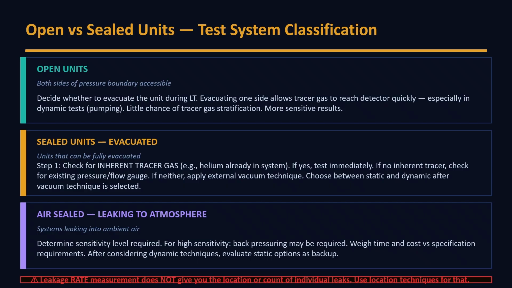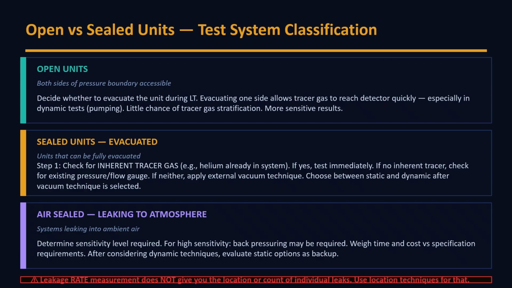Now let's discuss sealed units. Sealed units are more challenging, because direct access to both sides may not be possible. The first question we ask is, does the system already contain a tracer gas? This is called an inherent tracer gas. For example, some systems naturally contain gases that can be used during leak testing. If an inherent tracer gas exists, testing becomes simpler. If not, alternative methods must be selected.